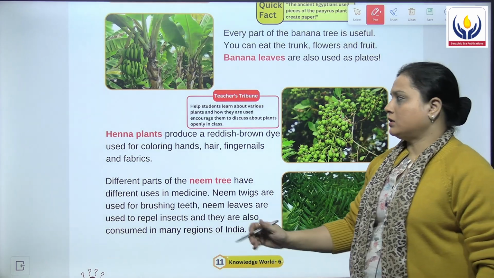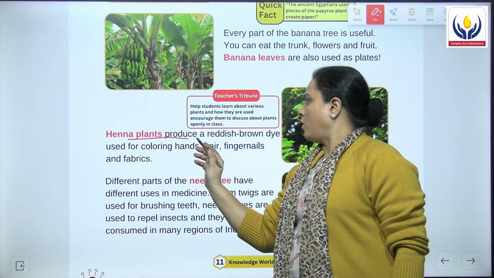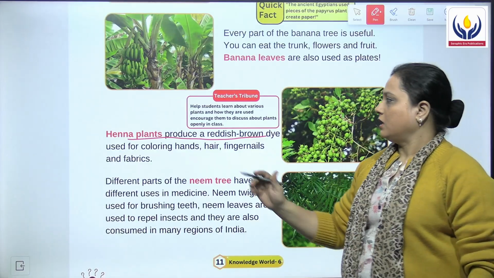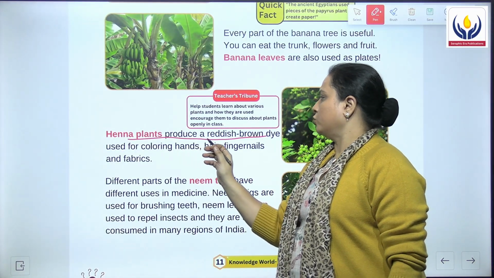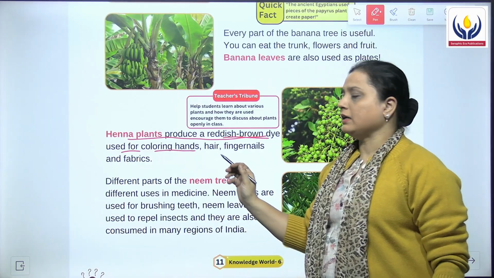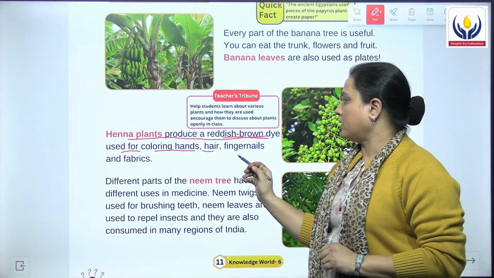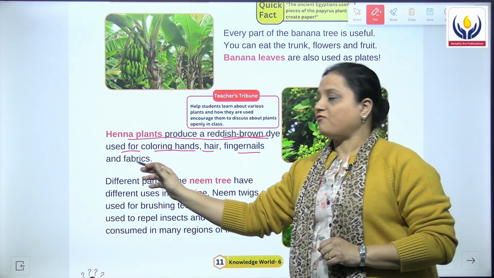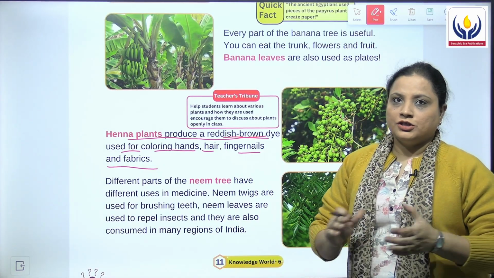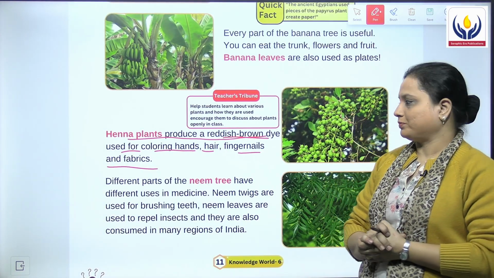Well, henna plants are responsible for producing dyes. Henna plants produce a reddish brown dye which is used for coloring hands, hair, fingernails and fabrics also. Henna plants are the same plants from which we make mehndi.